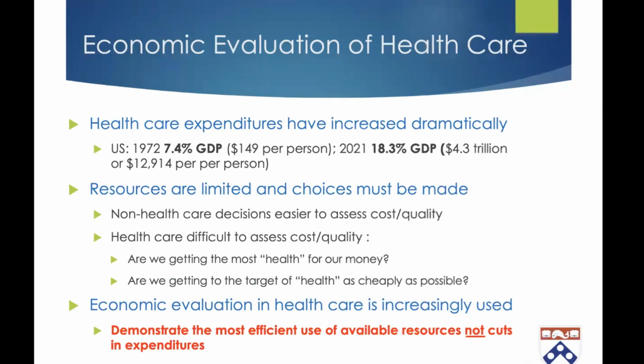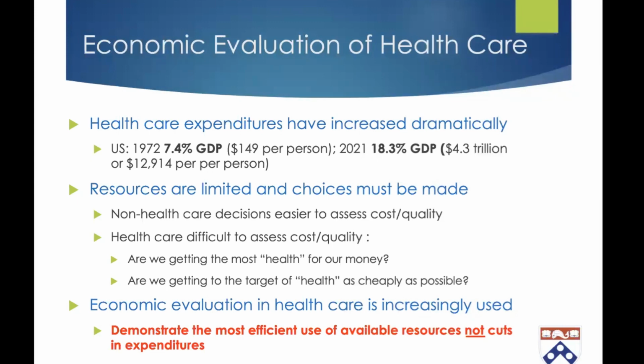For non-healthcare decisions, it's easier to assess your cost-quality trade-off and make the decision. Like at the grocery store, are you going to pay more for those free-range, organic, pasture-happy chicken eggs, or are you going to go for the lower cost? So you can make that decision. But for healthcare, it's really difficult to assess a cost-quality trade-off. Are we getting the most health for our money? Or are we getting to our target of health as cheaply as possible?